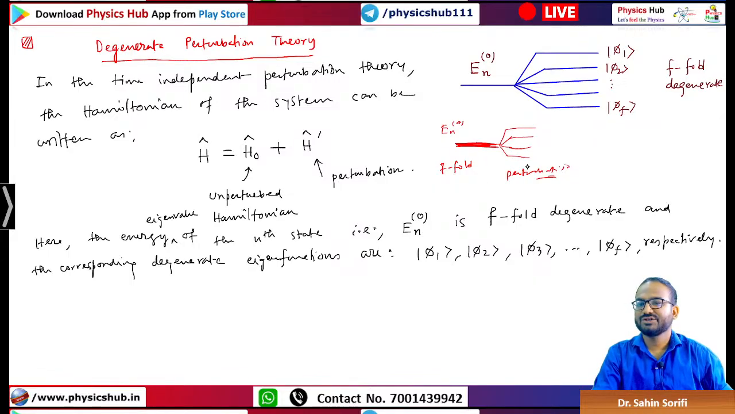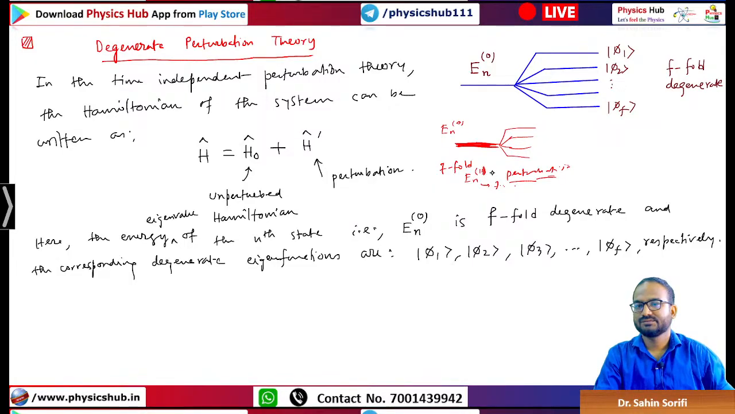But the perturbation will induce some correction to the energy values, and this will give you 7 slightly different values. It may be 7 different values, or some values may be equal and some different. 7 different values means a complete lifting of the degeneracy. So this degeneracy was there, but it was not lifted; because of the perturbation, the degeneracy is lifted.